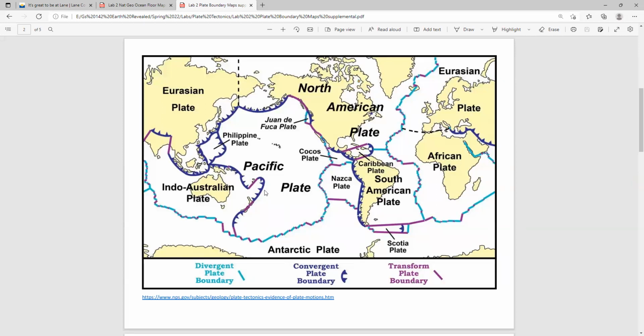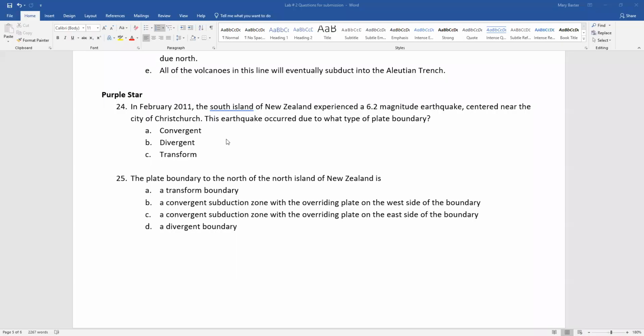Okay, now what about to the north? Well, to the north of the North Island, it's a convergent plate boundary. Okay, and specifically, if you see the teeth like that, the teeth are pointing into the overriding plate. So what that means is that the Pacific Plate is going underneath the edge of the Indo-Australian Plate in this area. Okay, so let's go back and see which answer that is on our question sheet.